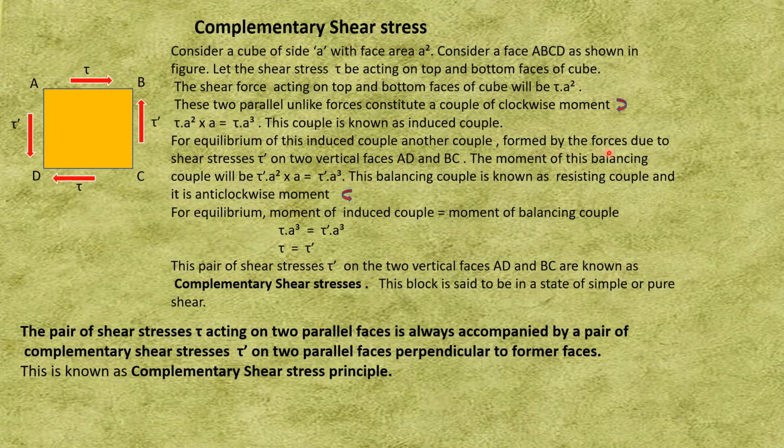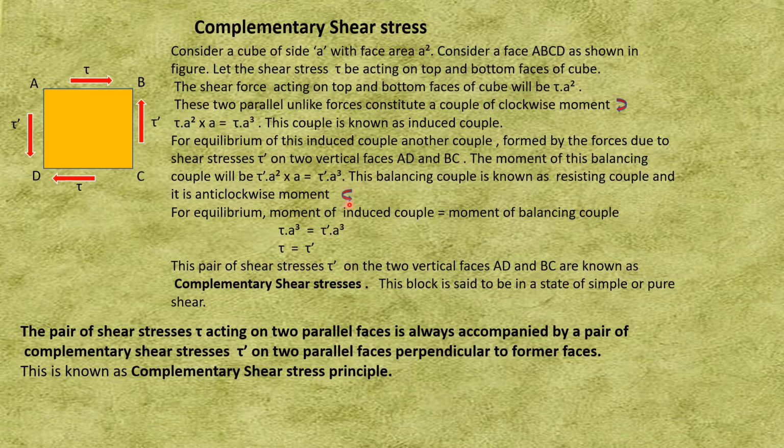Now for equilibrium of this induced couple, another couple is formed by the forces due to shear stresses, that is tau dash, on two vertical faces AD and BC. The moment of this balancing couple will be tau dash into a square into a, which is equal to tau dash a cube. This balancing couple is known as the resisting couple, and it is anti-clockwise. Now anti-clockwise is exactly opposite to clockwise.